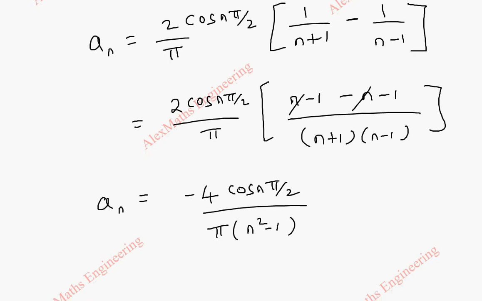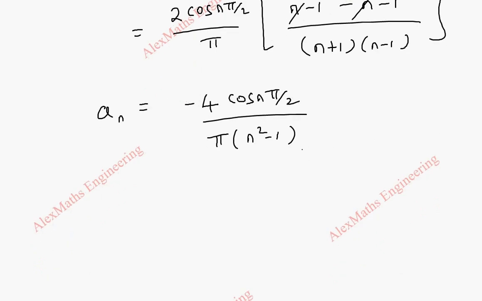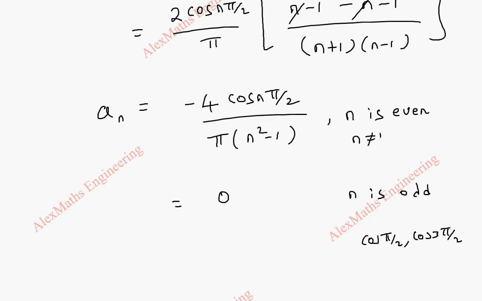And this term exists only when n is even. Suppose if n is odd, then what happens is we get cos pi by 2 and cos 3 pi by 2. So odd multiples of cos pi by 2 are 0. So the value of an is 0 when n is odd. So this term exists only for when n is even. And here definitely n is not equal to 1.